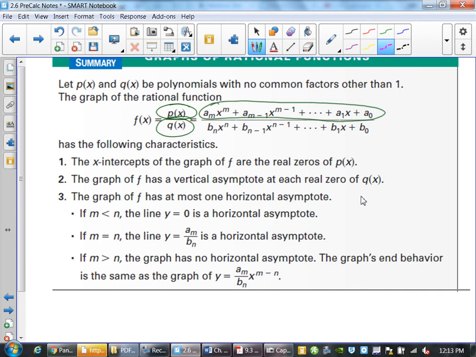So again, when we're trying to figure out what our x-intercepts are going to be, the x-intercepts are always the zeros of the numerator. The vertical asymptotes are always the zeros of the denominator.